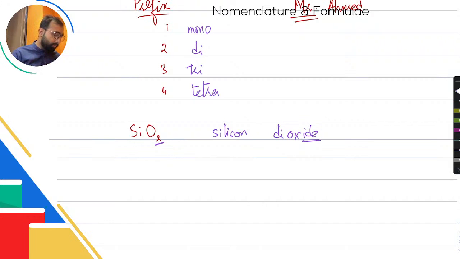So let's take another one, C2H4. Now, how would I name this? Now, of course, this is an organic compound, and for organic compounds, we have different techniques. But using this, what would I say?